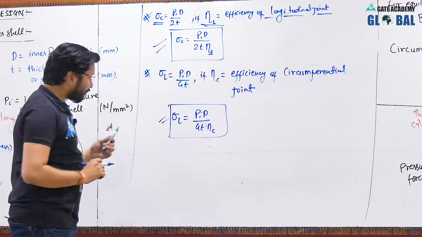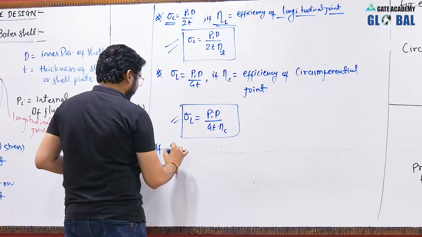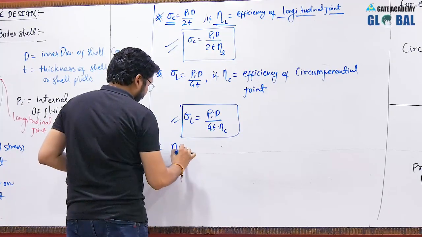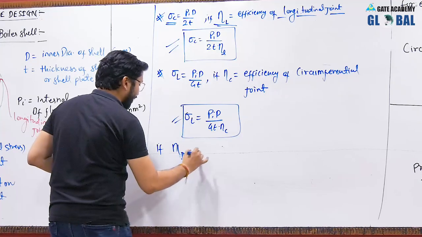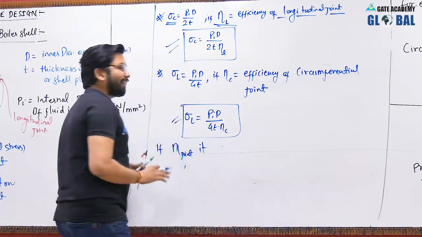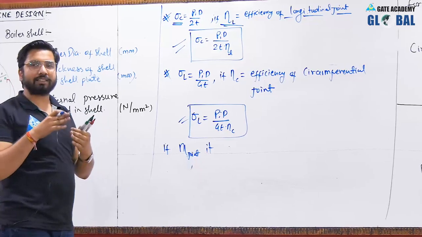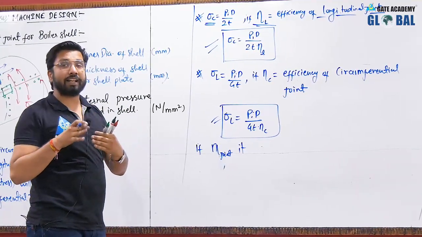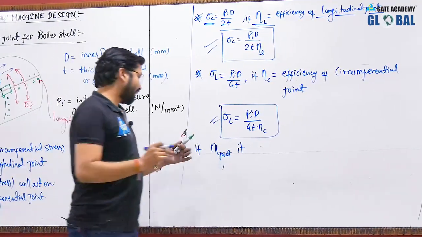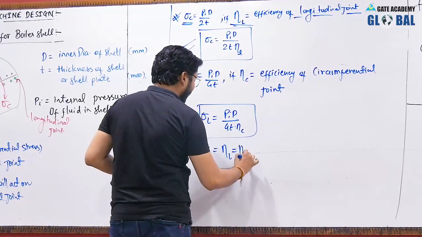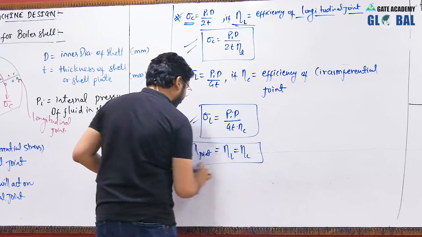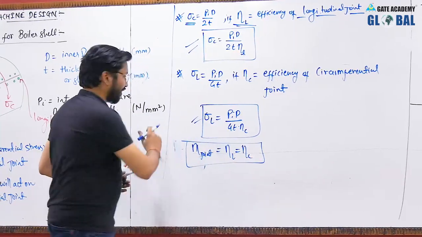Now write it: if the efficiency of joint, eta joint, is given, and it is not mentioned that the values of eta c and eta l are separate, then the efficiency of joint will be the same for the longitudinal joint and for the circumferential joint.